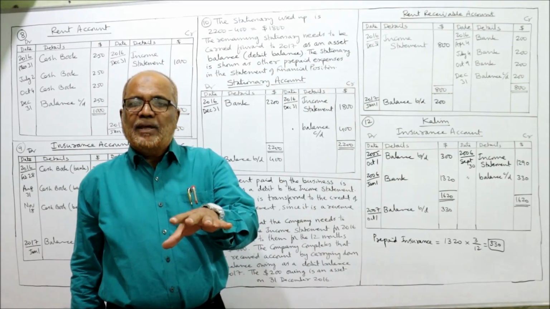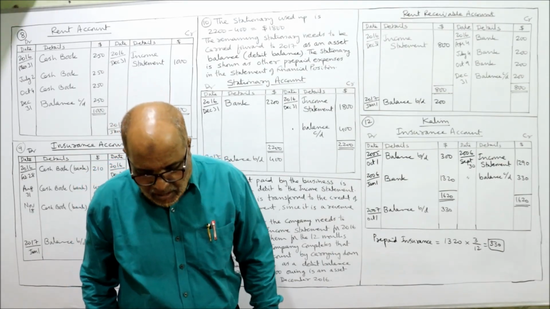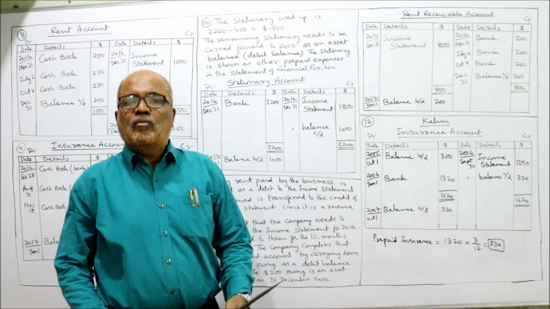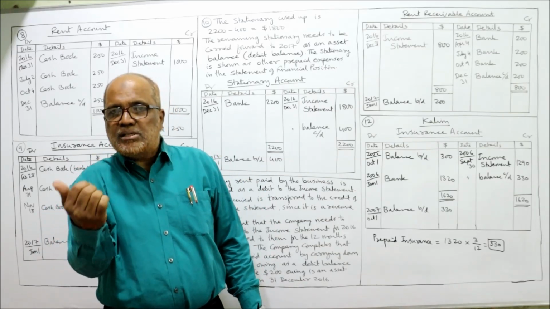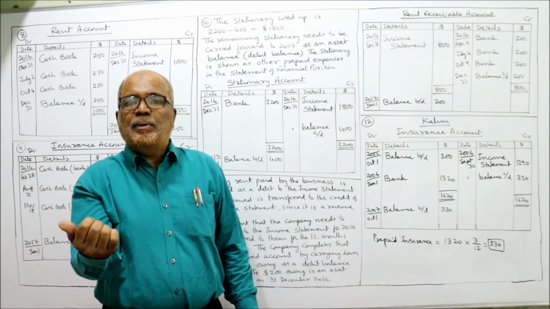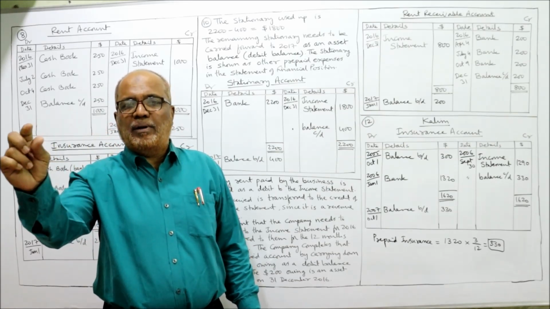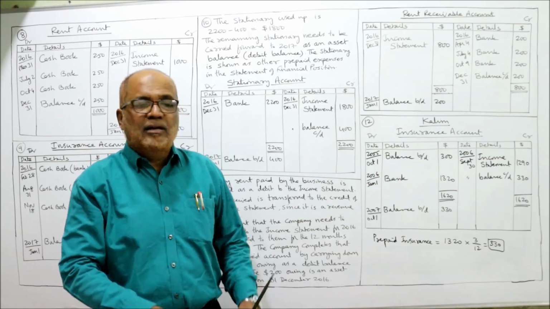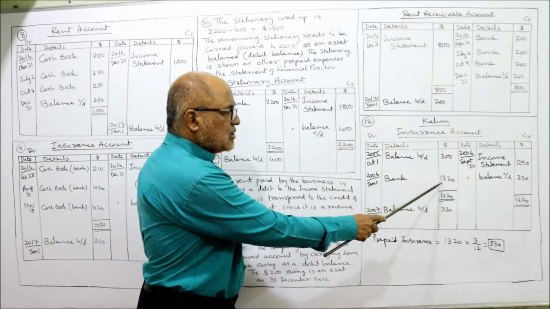During the year, he has paid $1,320 annual premium. So when money is going out, the bank account is credited. Entry will be insurance account debit, bank account credit. So insurance account debit. So on the debit side, bank 1,320.